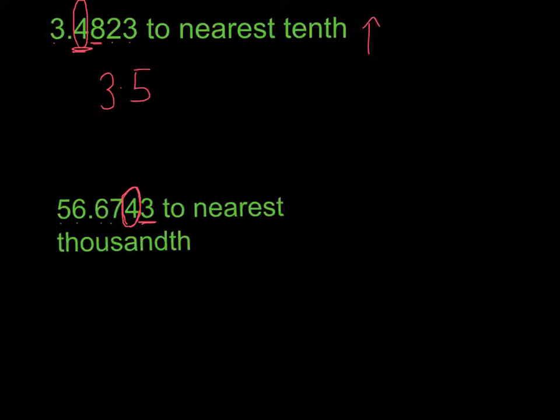You can see that it is less than 5, so we're going to round this down. So that means this number will stay the same. So 56.674. So in this case, we're saying that this number is closer to 56.674 than it is to 56.675. And you can see that because that's indicated by the 3.